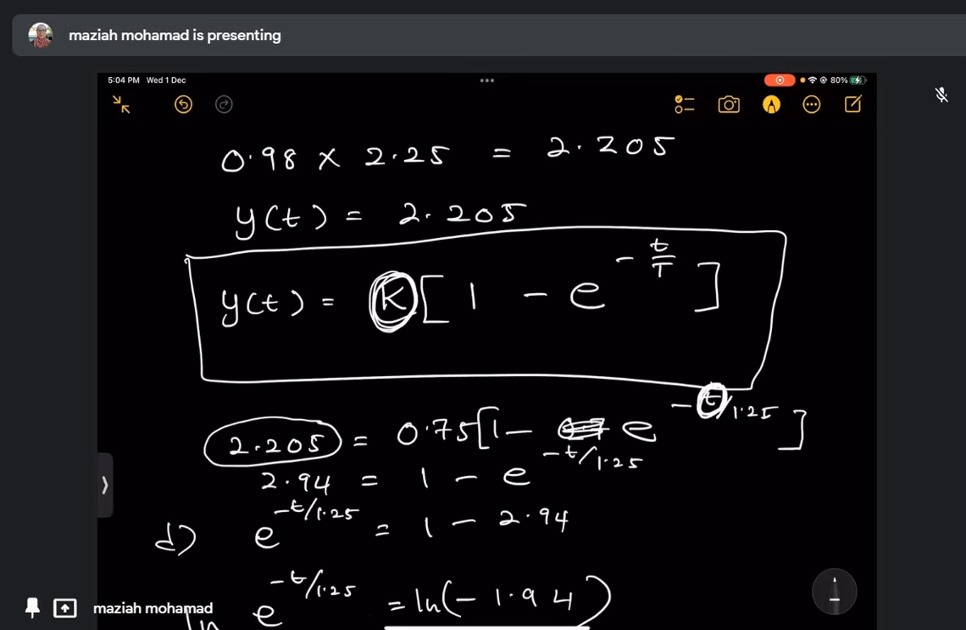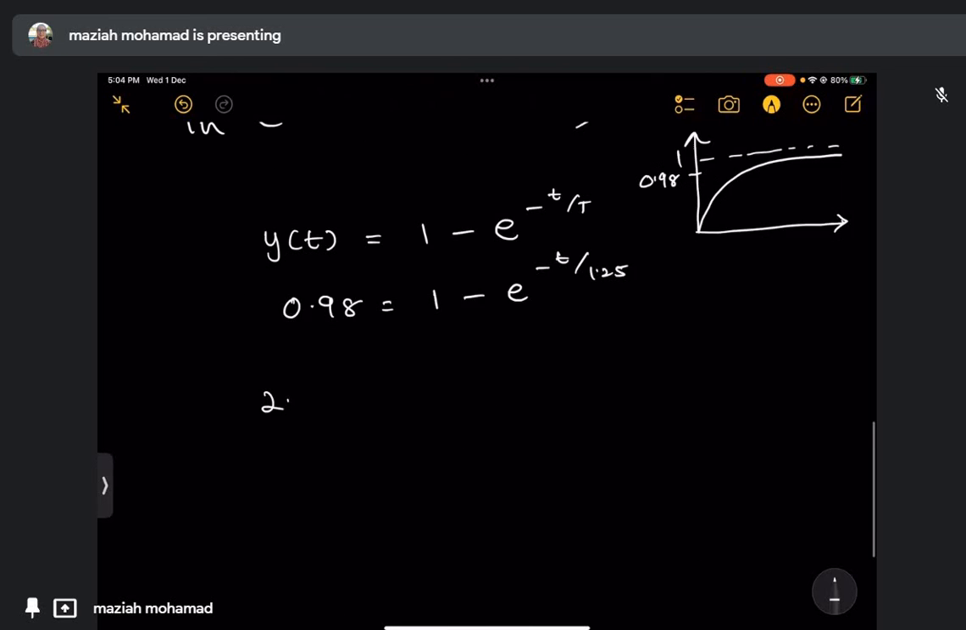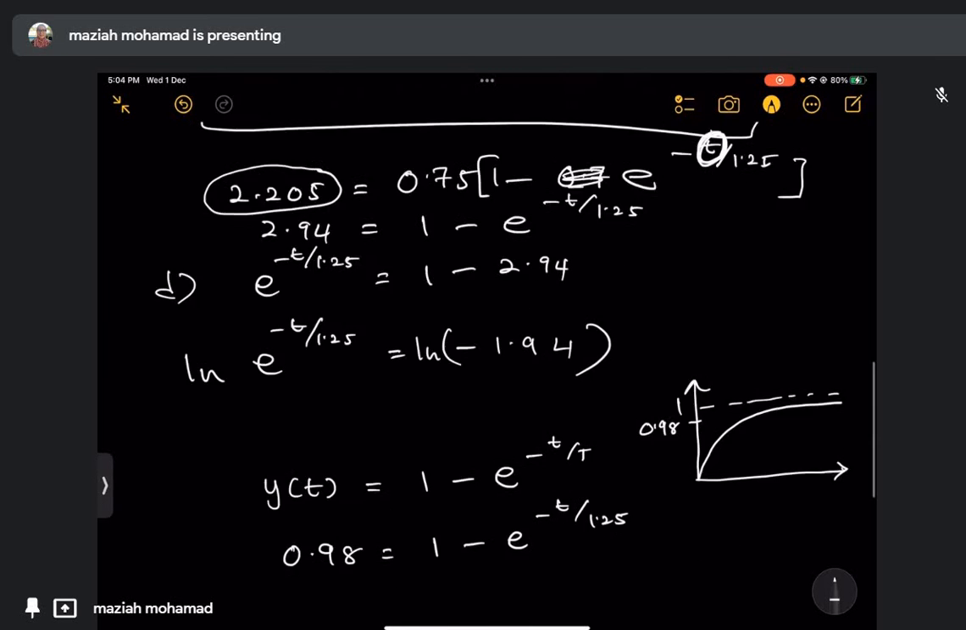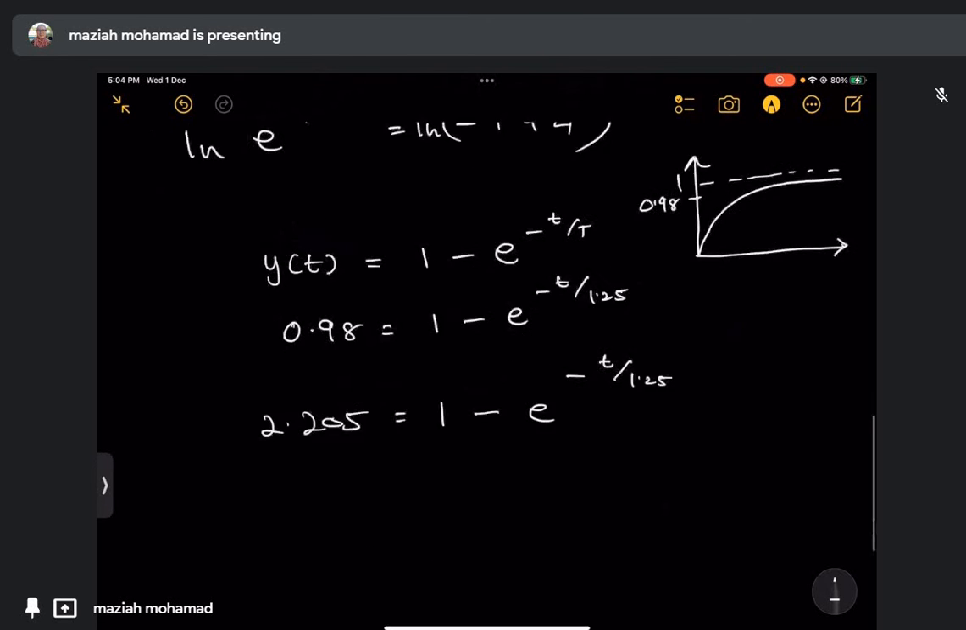Okay, let's try this one. 2.205 is equal to 1 minus exponent negative t over 1.25. Can we solve for t? Ada tak masalah tu? Tapi itu total you kan, tapi ini equation because dia sudah over 1 kan, so kami juga kena darab itu RT dengan K.